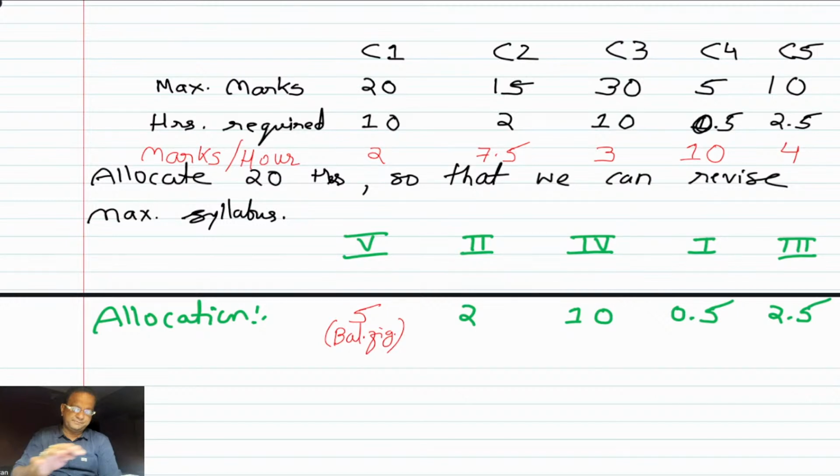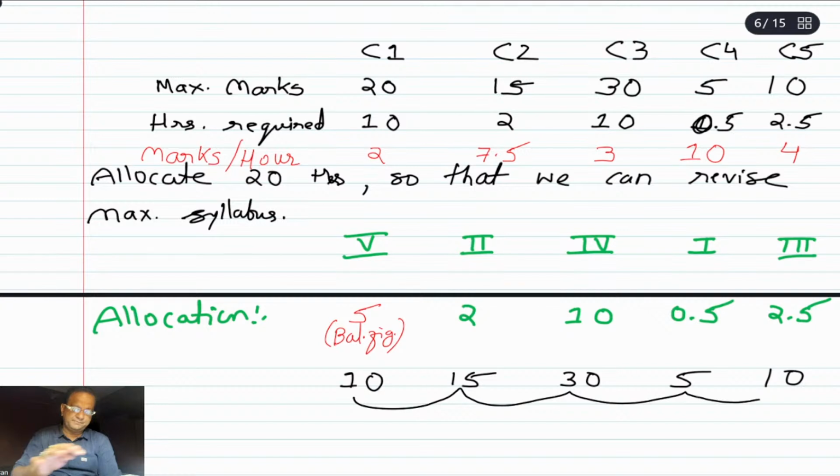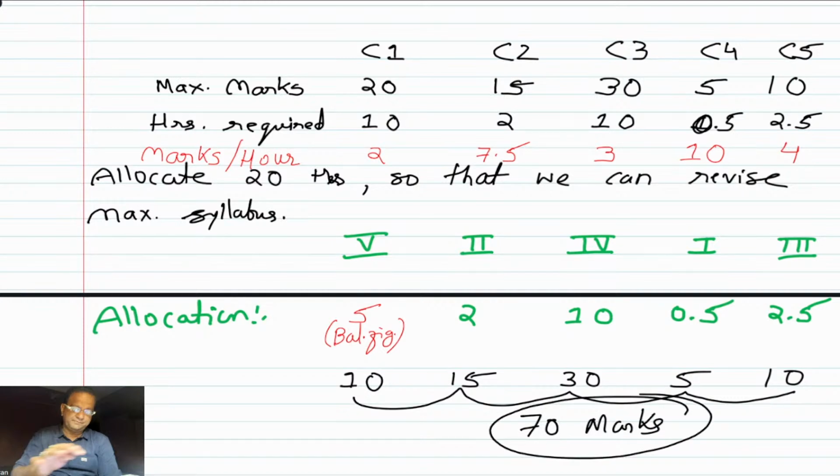2 hours, 5 hours I allocated. So in this I can score 10 marks. Here I can score 15. 30, 5 and 10. Make a total, बेटा. कितना आ रहा है? 25, 55, 60, 70. 70 मार्क्स का मैं यहां पे रिवाइज कर सकता हूं. इससे बेस्ट कॉम्बिनेशन आप चेक करिए बेटा.